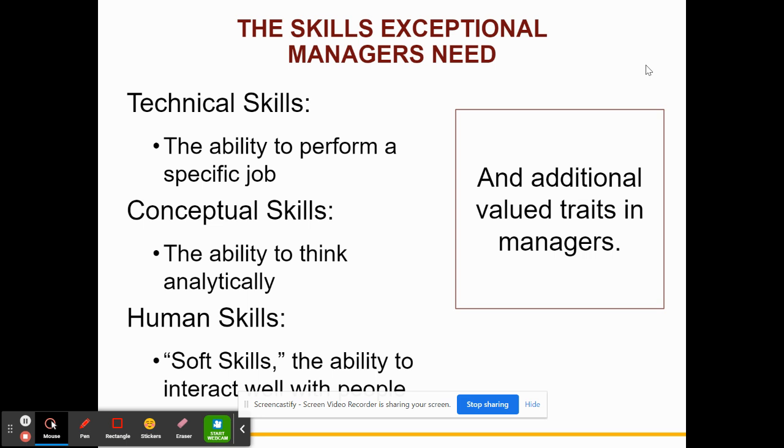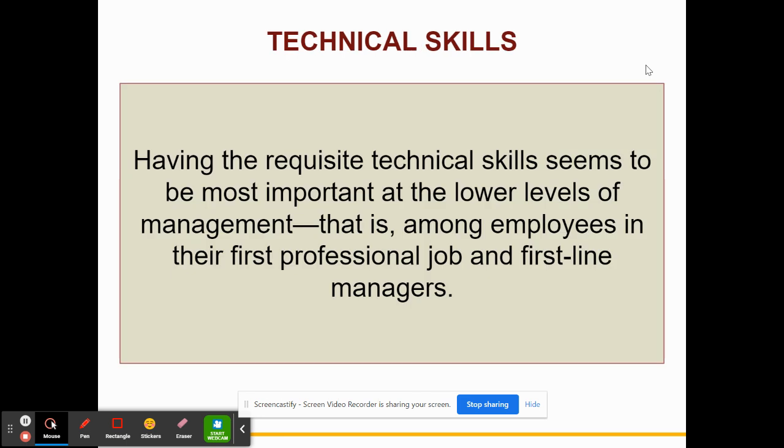And then last but not least, and we've touched on it quite a bit in this chapter, is human skills, those soft skills, being able to interact with people. Okay. So here's a piece on technical skills. Having the requisite technical skills seems to be the most important at lower levels of management, among employees in their first professional job and first line managers. Okay. So requisite technical skills.